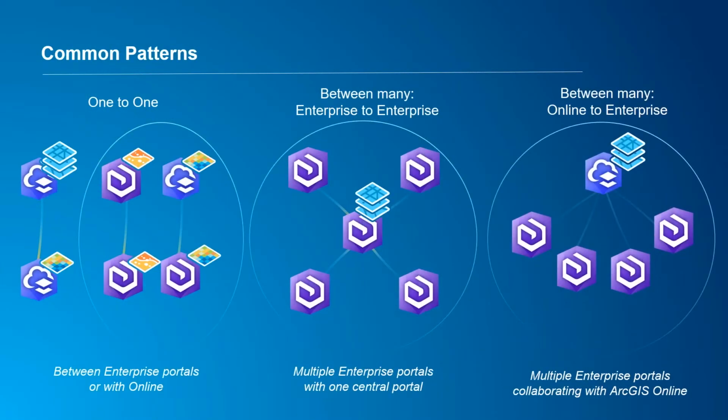So let's talk about some of the common patterns. You could think of it to start with in two broad categories: one-to-one and between many. One-to-one collaboration can occur between two ArcGIS Enterprise portals, or it can occur between an ArcGIS Enterprise portal and an ArcGIS Online organization. ArcGIS Online is, of course, Esri's software as a service offering. ArcGIS Enterprise is a portal that you might be hosting on premises, or you may be hosting it up in the cloud. So that's the one-to-one.